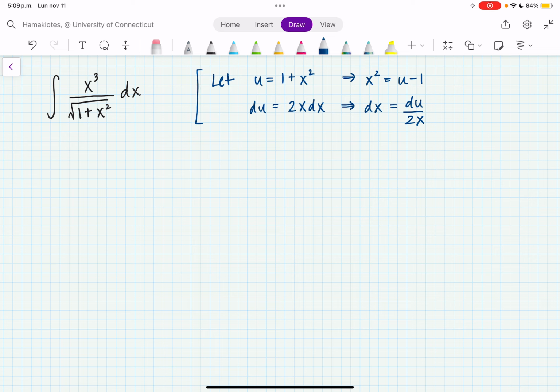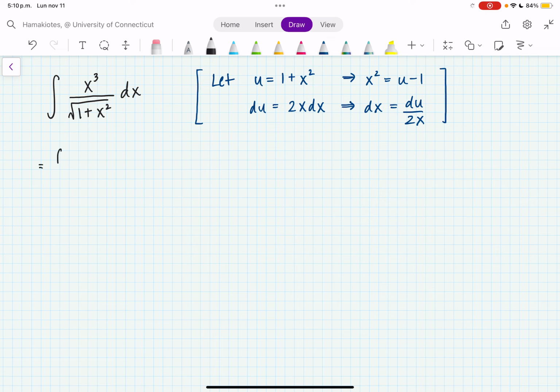So to apply this substitution, first I'm going to rewrite my integral as x squared times x. So all I'm doing is breaking up x cubed into x squared times x, and then keeping the denominator the same. So it's all over the square root of 1 plus x squared dx. And now I can use my substitution.